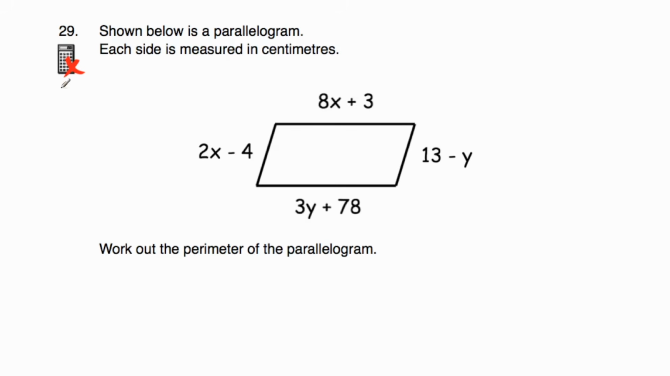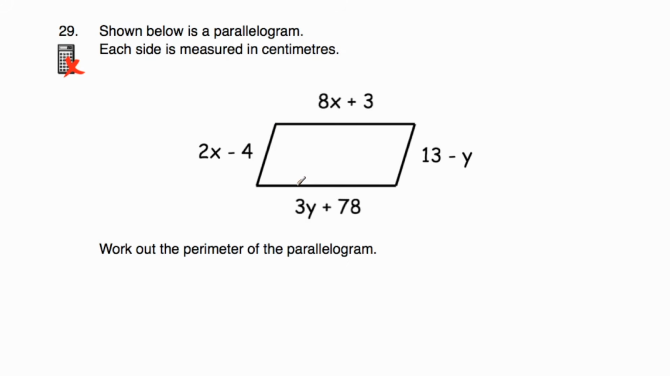Okay, so question number 29 says, shown below is a parallelogram. So we've got our parallelogram here, and we're told that each side is measured in centimeters. So each side of this parallelogram is measured in centimeters, and we've been asked to work out the perimeter of the parallelogram. So we want to find the distance around the outside of the parallelogram. So to do that, we're going to have to find out what x is, and we're going to have to find out what y is.